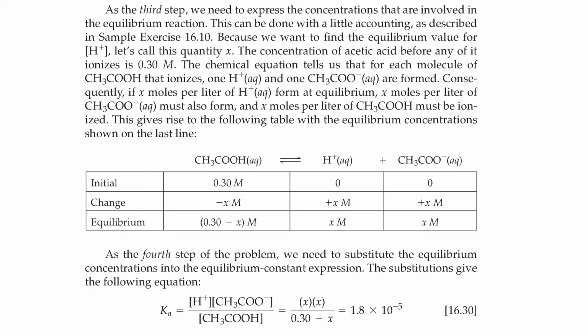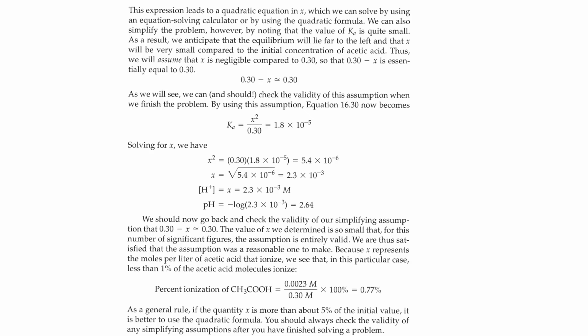Ka equals x times x over 0.30 minus x equals 1.8 times 10 to the negative 5. This expression leads to a quadratic equation in x, which we can solve by using the equation solving calculator or by using the quadratic formula.